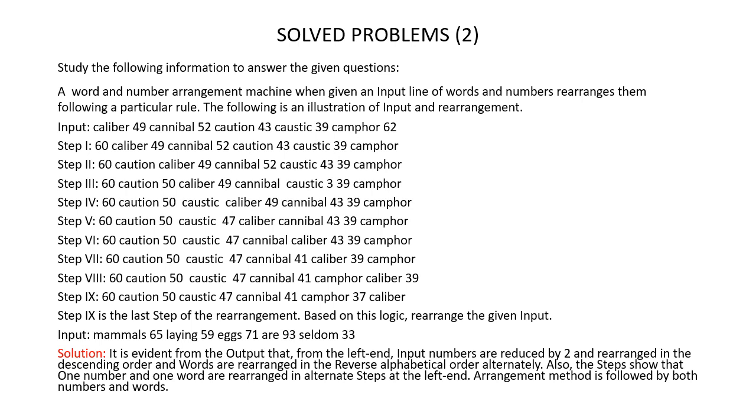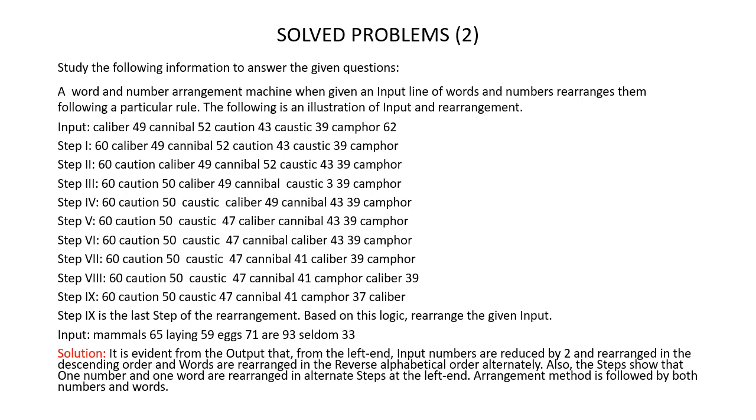We know that arrangement method is being followed because of these two reasons. The first reason is that once a number or word is placed in its correct position, they retain that position till the end. So as you can see here, 60 has retained its first position till the end. Caution has retained its second position till the end. 50 has retained its third position till the end, and so on.